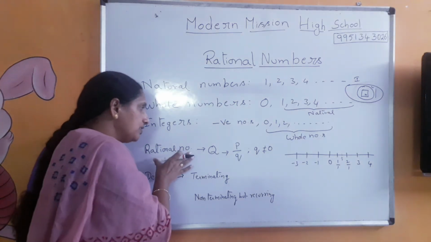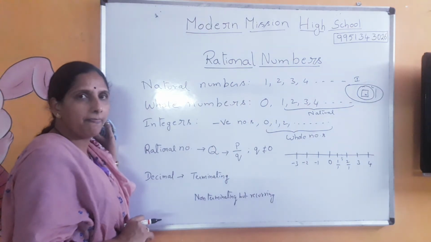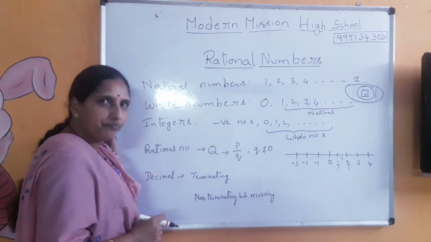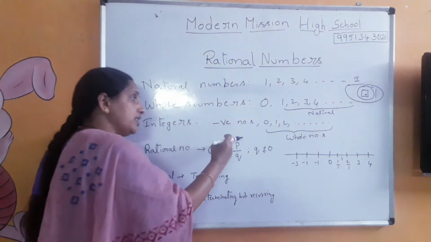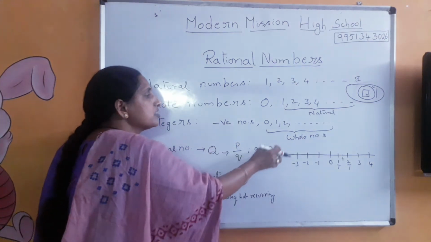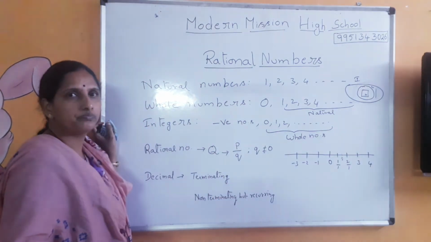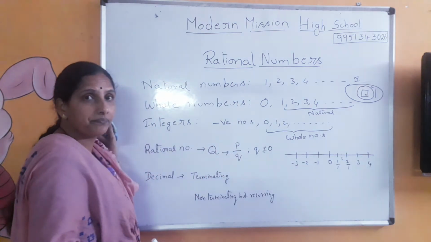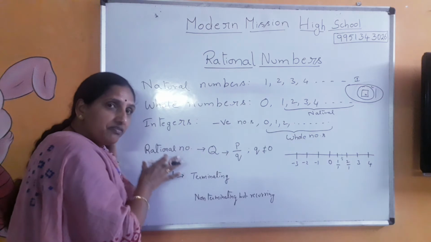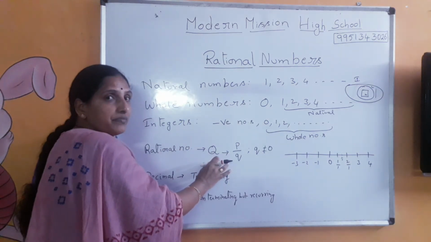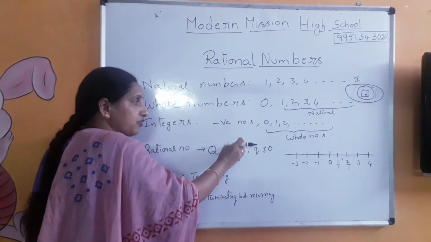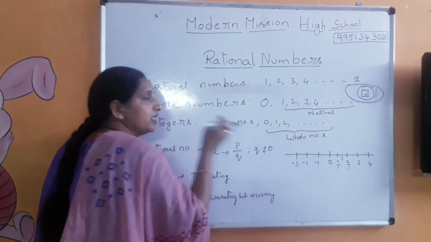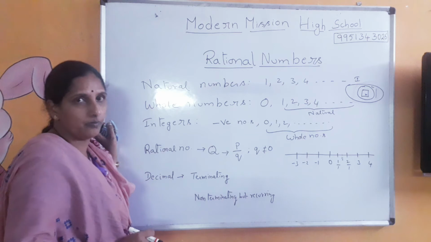See, a rational number is defined as a number which can be expressed in P by Q form, where Q is not equal to 0. So you can take any integers here, P and Q being integers. Okay, rational number. How is it defined? It is defined as the number which can be written in the form of P by Q, where P and Q are integers and Q should not be equal to 0.